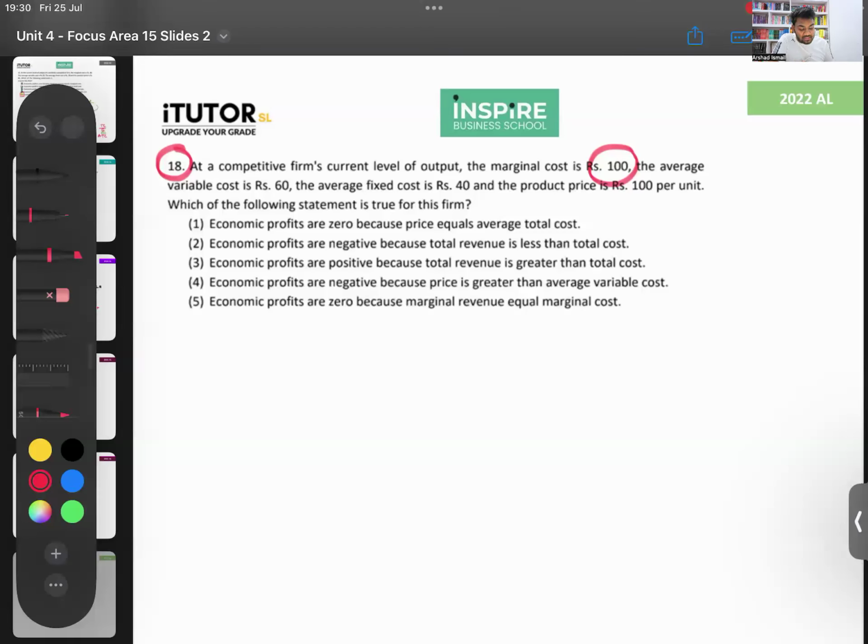Okay. So marginal cost is 100. Average variable cost is 60. Average fixed cost is 40. Price is 100. Almost kind of similar numbers as last time. They're asking you, what about economic profits?